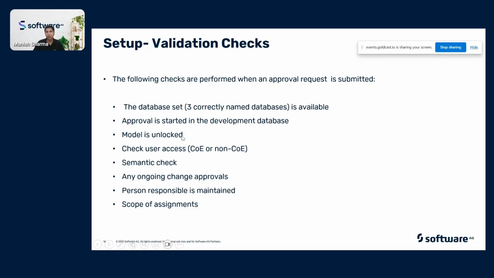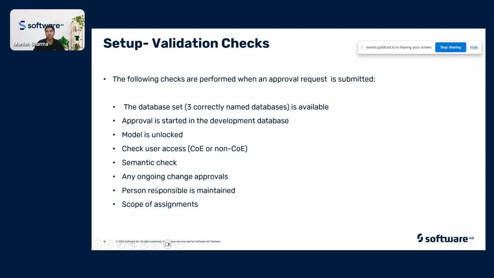Model is unlocked for change. It checks the user's access, whether the user is a COE user or a non-COE user, whether the user is a process owner or not a process owner. So it looks for all of that information. It does some semantic checks. You can decide what checks it is going to perform as per your modeling conventions.